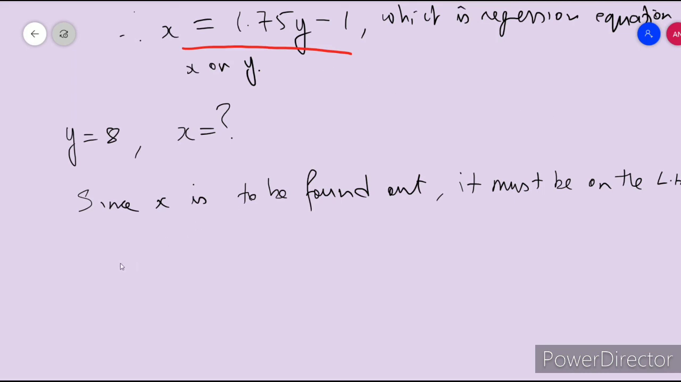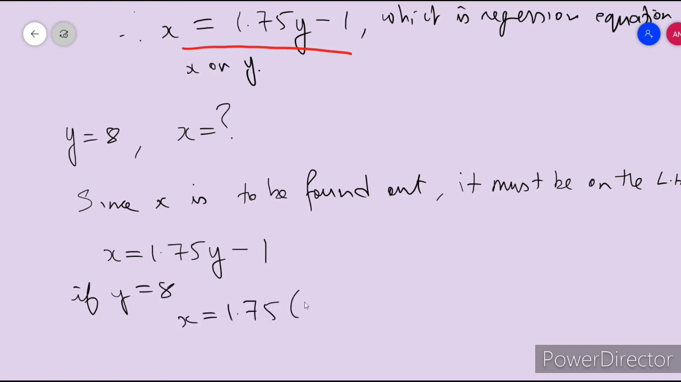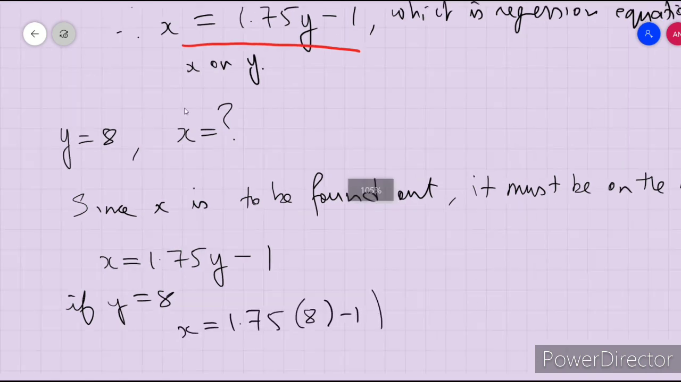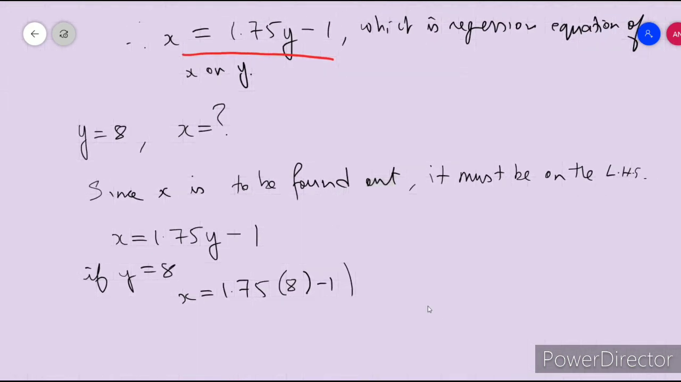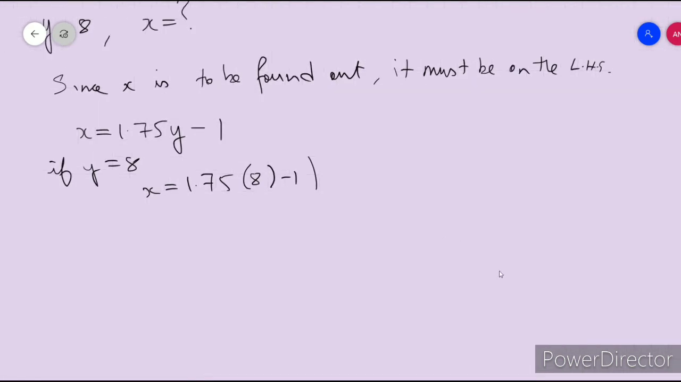So we already know the regression equation, which is x equal to 1.75 y minus 1. So we simply substitute the value of y. If y is equal to 8, x will be equal to 1.75 into 8, which is 14, minus 1, so x is equal to 13. So when y is equal to 8, x is equal to 13.